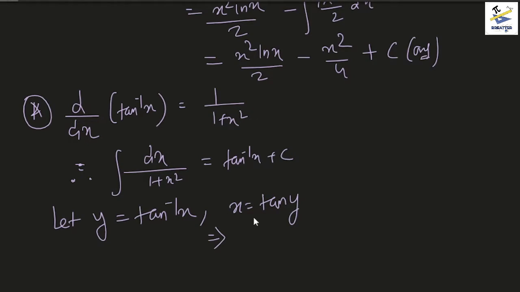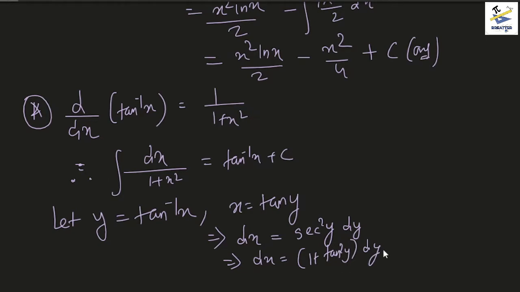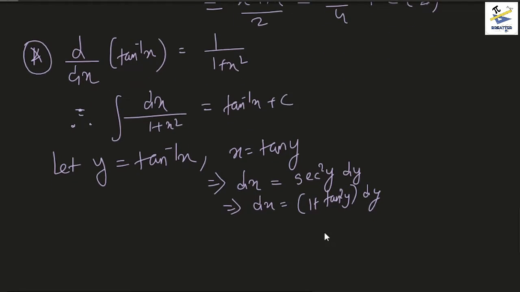And the derivative of tan y is sec square y, if you remember it from the derivative section. So differentiating both sides, we get dx equals sec square y dy, and sec square y is just 1 plus tan square y dy, and so dy by dx would be equal to 1 by 1 plus tan square y. But tan y is just x, so it is just 1 by 1 plus x square, right? So the derivative of tan inverse x, which is dy by dx, is 1 by 1 plus x square.